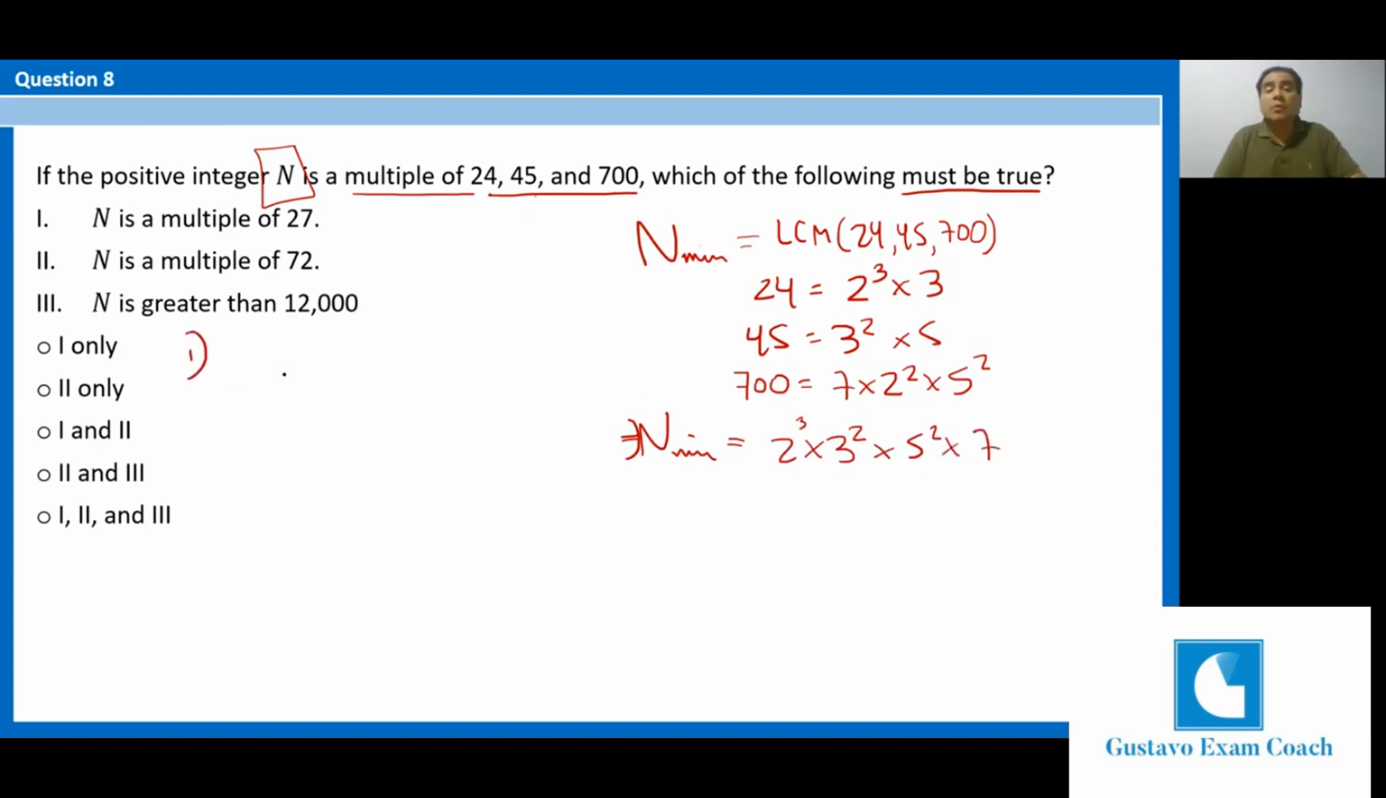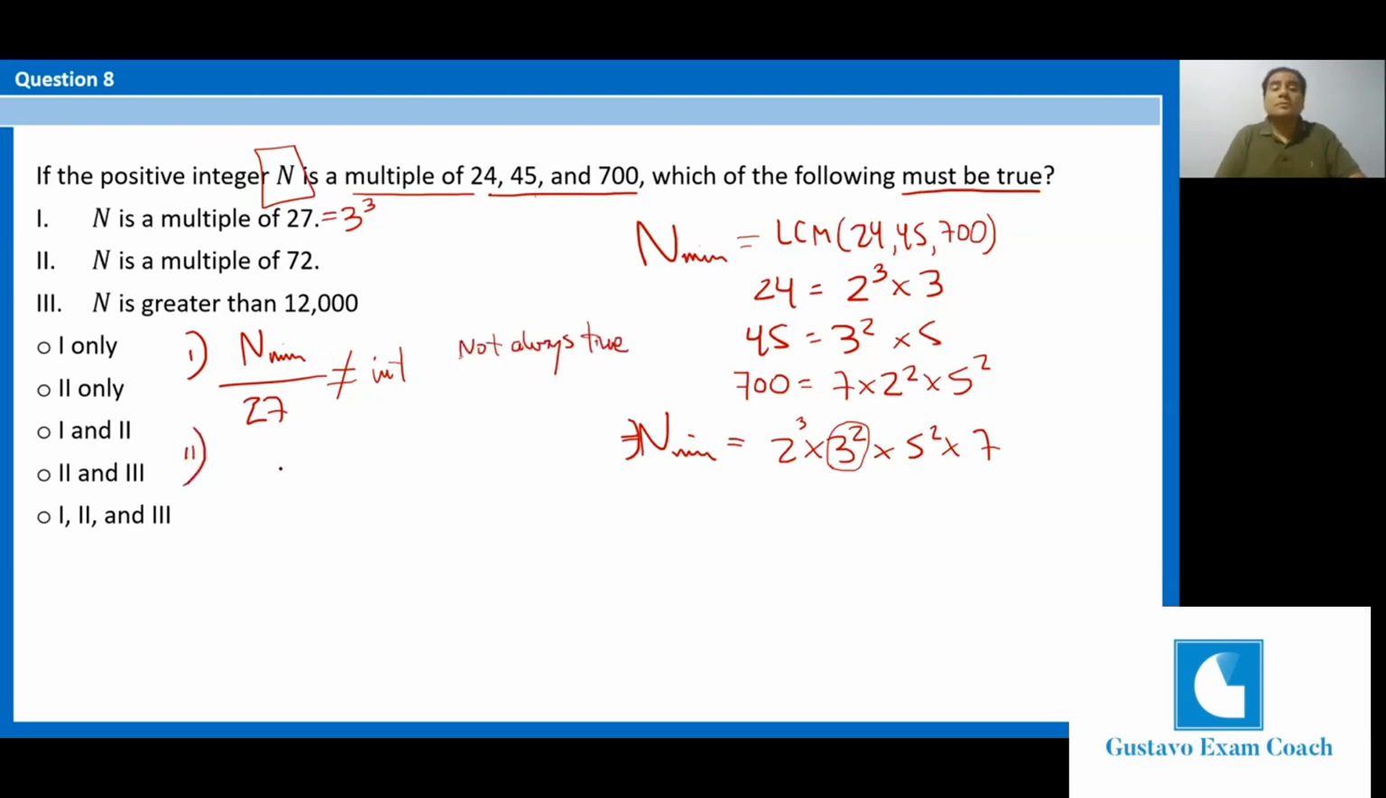Let's validate statement 1. Since 27 is 3 cubed, can the minimum value of n be divisible by 27? No, right? This is not an integer because 3 cubed is not contained here. We only have 3 squared. So since the minimum value of n is not divisible, then it's not always true.